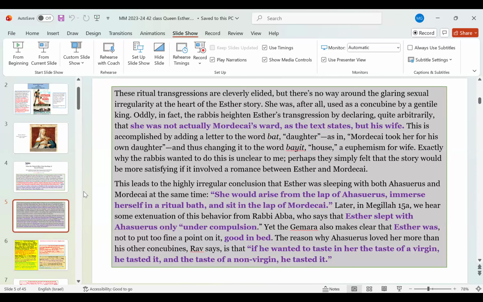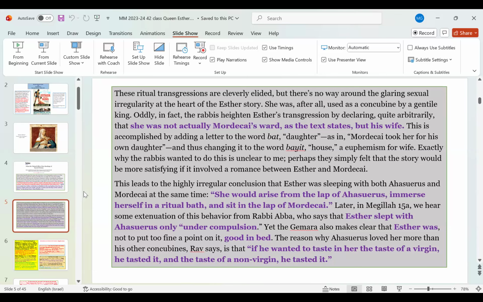And then another rabbi later on says, Rabbi Abba says that Esther slept with Achashverosh only under compulsion, right? Which means that she didn't really sleep with him because it was only under compulsion. So she's not really sinning, all right? On the other hand, in another place, they say she was very good in bed. And that's why Achashverosh loved her more than everyone else.